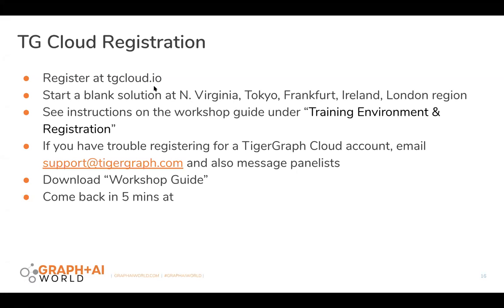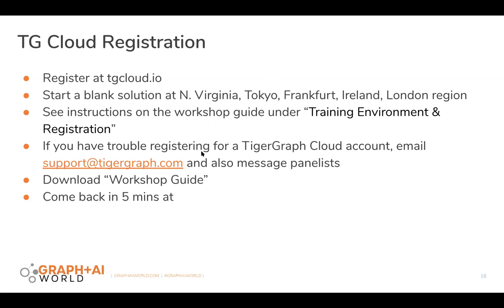What we're doing now is registering on TigerGraph Cloud, and the URL is tgcloud.io. After you register, you can start a blank solution at the free tier in one of the 5 regions. We're trying to avoid the Northern California region because there are a lot of active users on it now. The instructions are in the training environment and registration section.